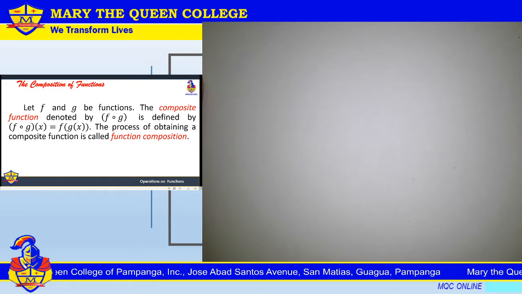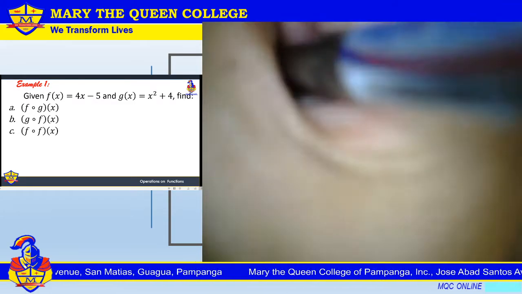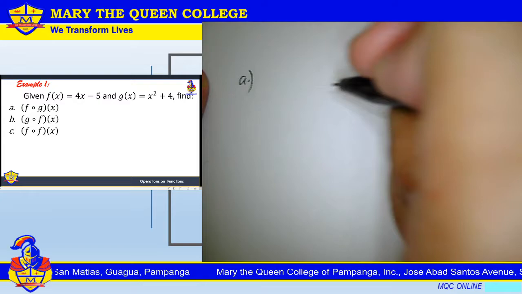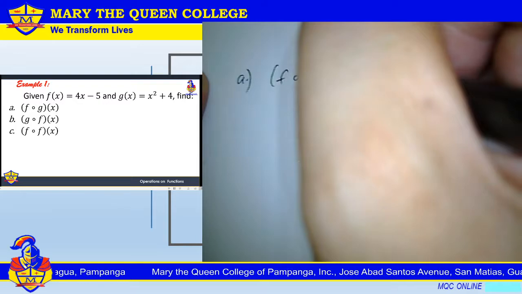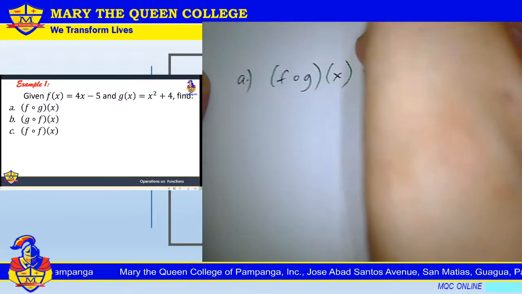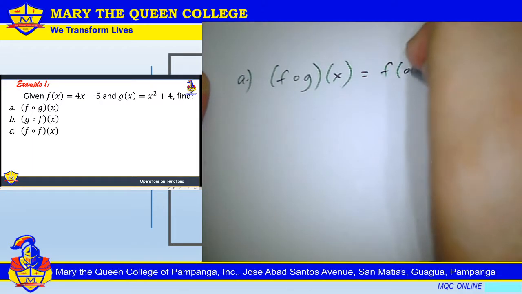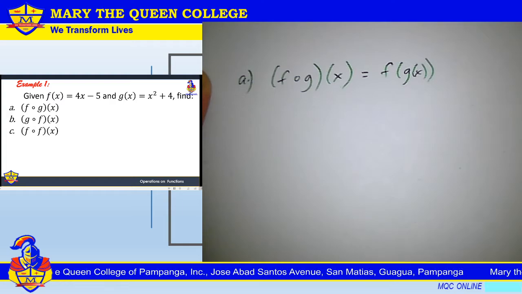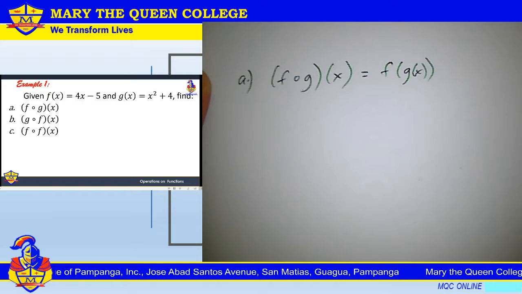Okay, so we have the following examples. Given f of x is equal to 4x minus 5 and g of x is equal to x squared plus 4, find letter A. We have the composite function of f and g. So be careful lang po sa pagsusulat ng mga symbols, no? Hindi po siya fog, no? The composite function of f and g, it means this is f of g of x. So ano po ibig sabihin yan?